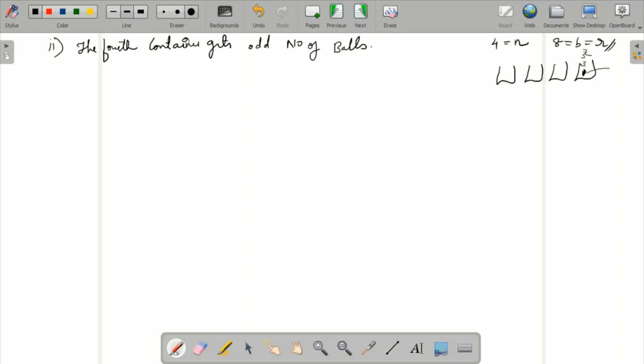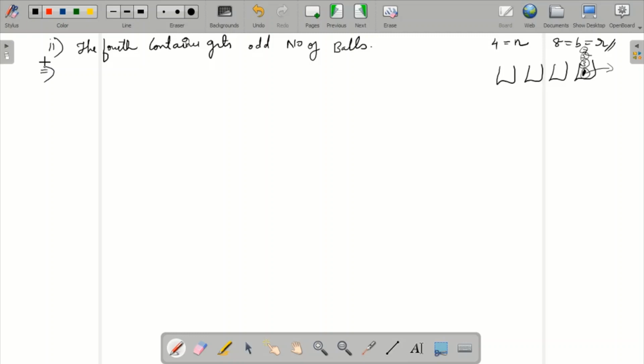So the first possibility, it can have only one odd number, right? The fourth container gets an odd number of balls, and totally there are 8 balls, so either it should contain 1 ball, or 3, or 5, or 7. So these are the 4 cases which we can have when the fourth container has an odd number of balls. So let us solve for all these 4 conditions. Let me write the solution over here.